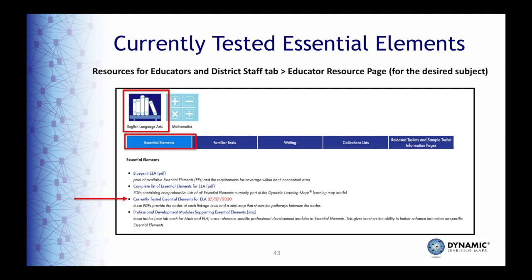The currently tested essential elements are also provided on the Educator Resource page and include links to the mini-maps documents used for instructional planning. Select the educator resource page for ELA and mathematics or the one for science. Shown here is an excerpt from the educator resource page for ELA and mathematics. The ELA icon has been selected, and the currently tested essential elements for ELA are found under the Essential Elements heading.